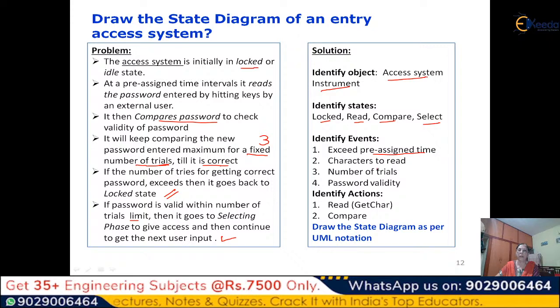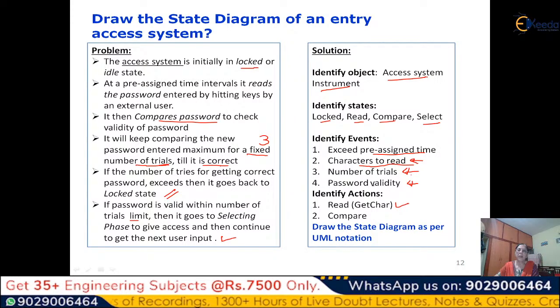This is one event. Then characters are there to read. Once there is no character to read, then it goes to the comparing of the password. But till the characters are being read, it is in this stage. This is an event. The number of trials is also another event. Similarly, password validated is also another event. And what are the actions when it is in a particular state? Suppose it is in the read state, then it will have to get the characters.